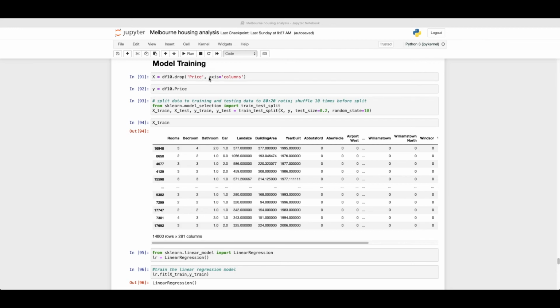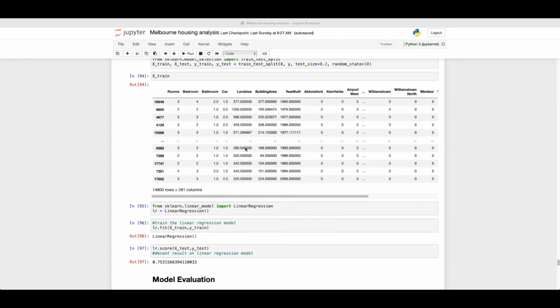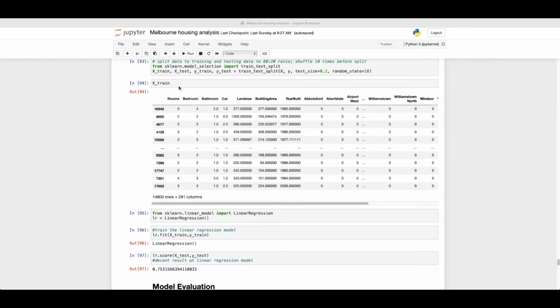I dropped the column price because this is our target column, and this will save as a Y data frame. And then I did a data split into training and testing data. I use an 80 to 20 ratio, 80% for training and 20% for testing. So I checked the training data here.